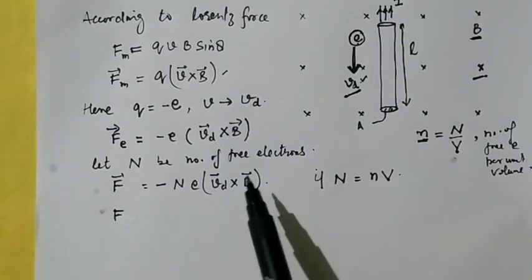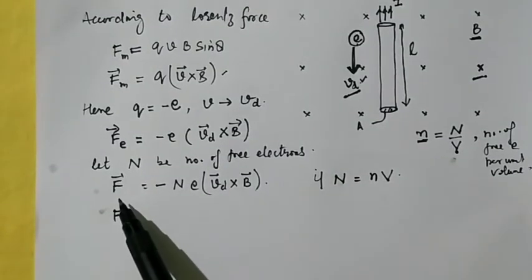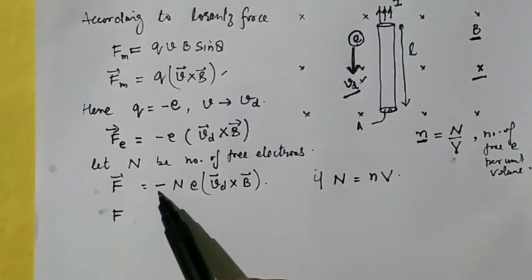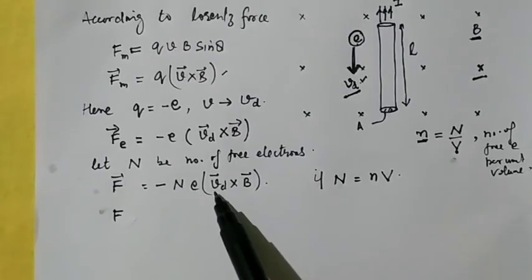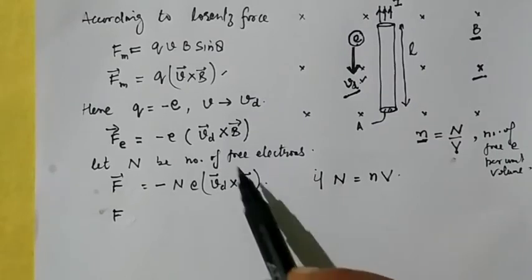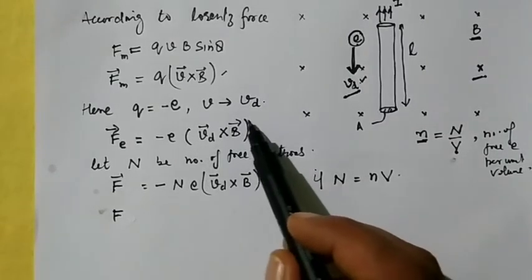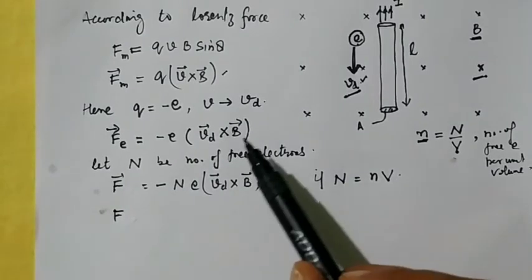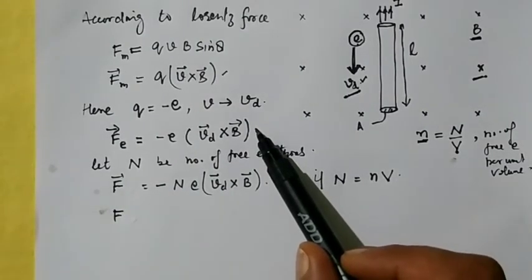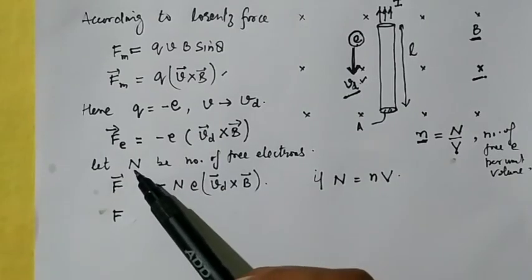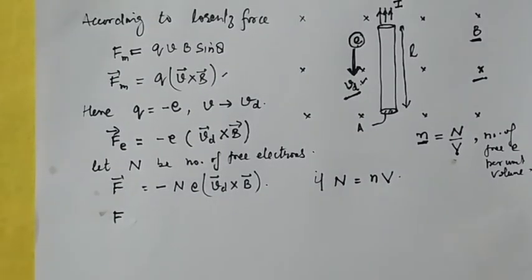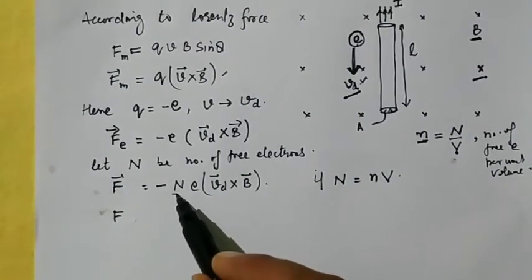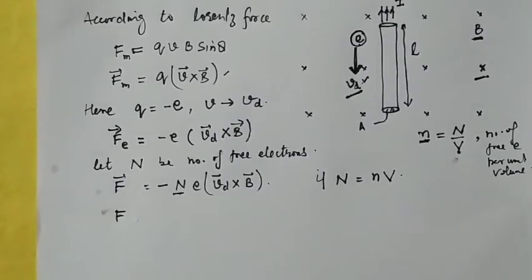Let capital N be the total number of free electrons, then the total force on all the electrons will be equal to minus N e Vd cross B, just multiplying the above equation by capital N. If the force experienced by one electron is this much, then the force experienced by N electrons is equal to this much. Here capital N is the total number of free electrons.